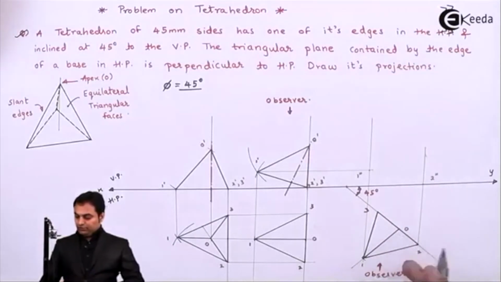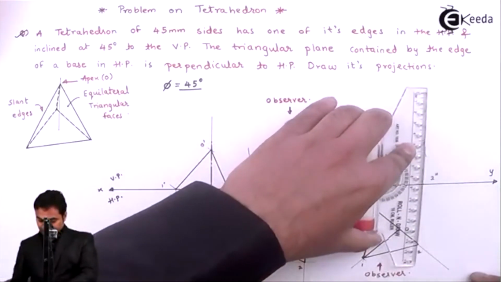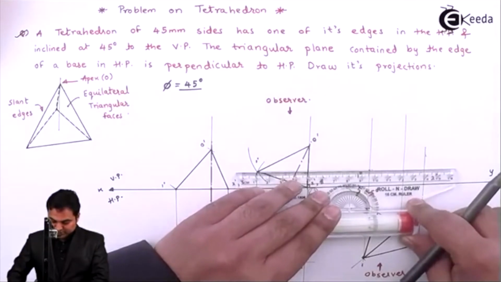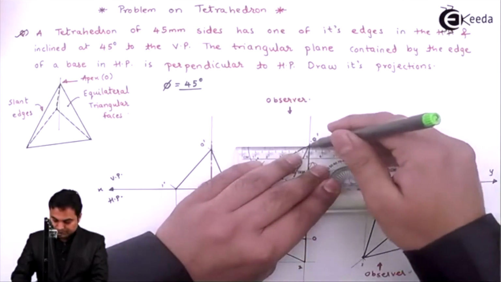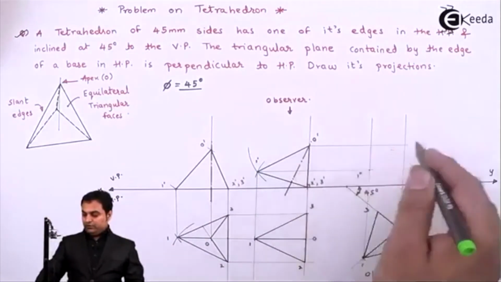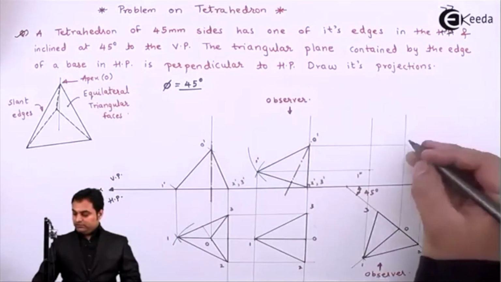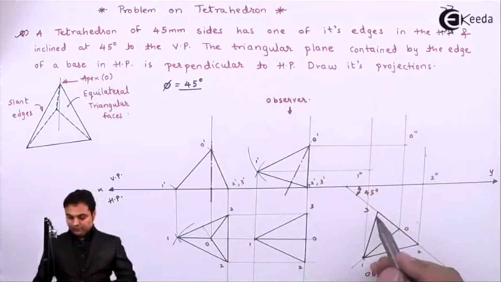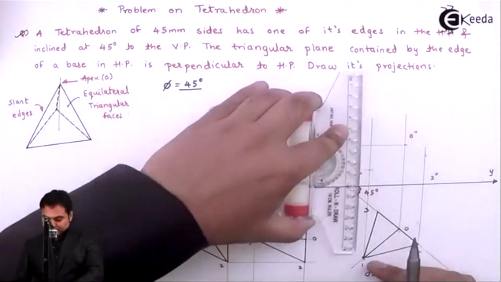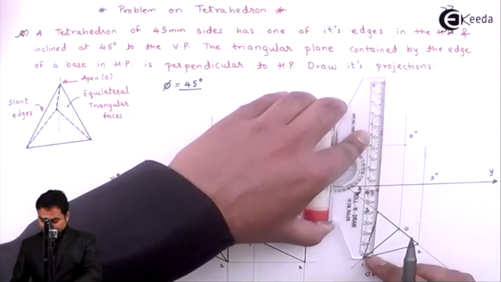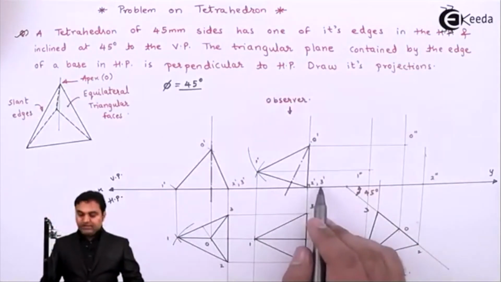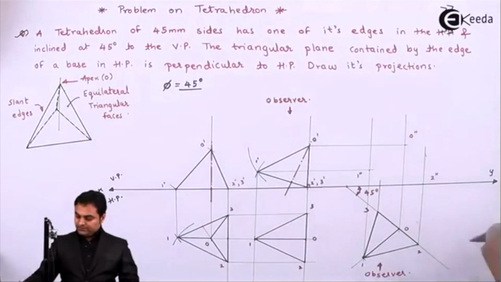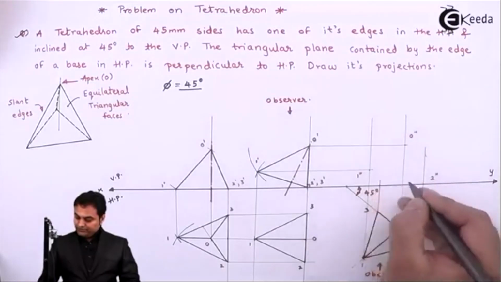Then point O, which is the apex. I am projecting O dash from the front view. Now wherever point O and O dash intersect, that gives us the point O double dash. Then point 3 will be projected from the top view, and 3 dash is on the XY line, so 3 and 3 dash where they intersect, that gives me the point 3 double dash.